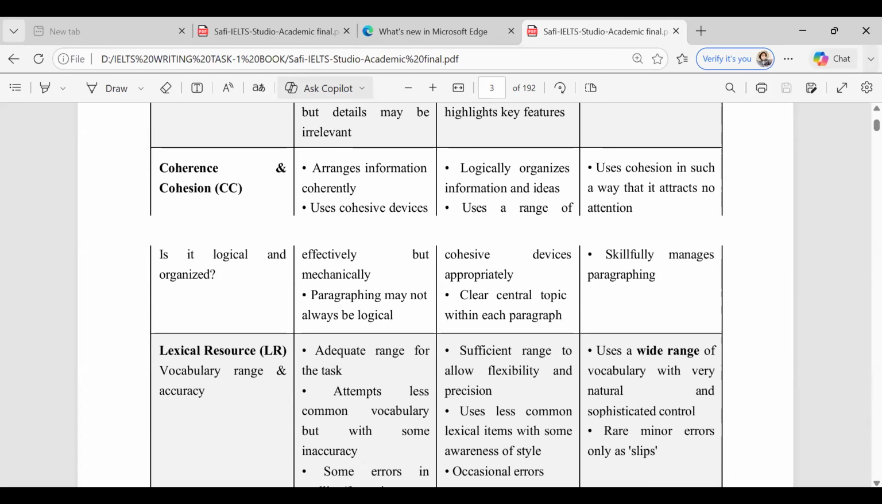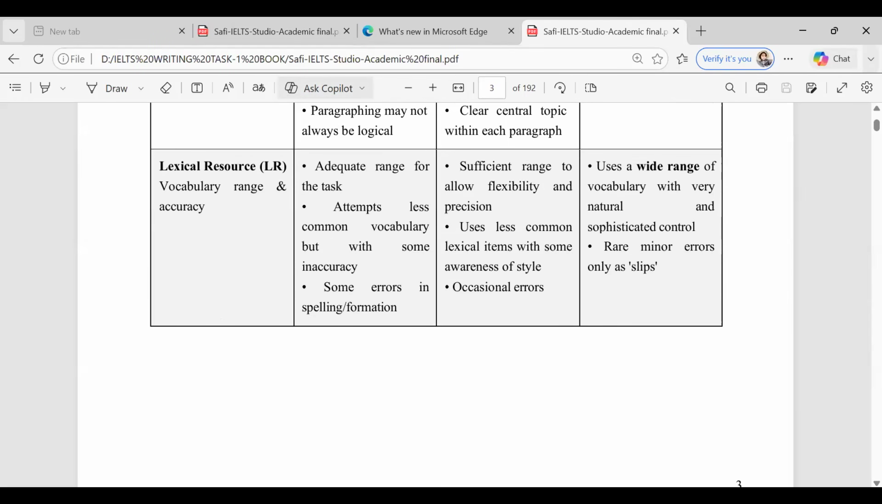Then your information must be arranged logically, and you need to use some cohesive devices as well to link ideas. So there should be a logical, clear organization in your essay for Task 1. And then vocabulary: inshallah, we will study vocabulary for each type of graph.